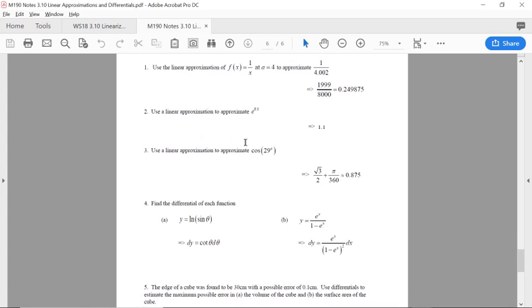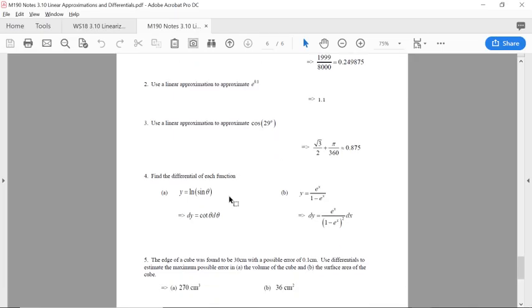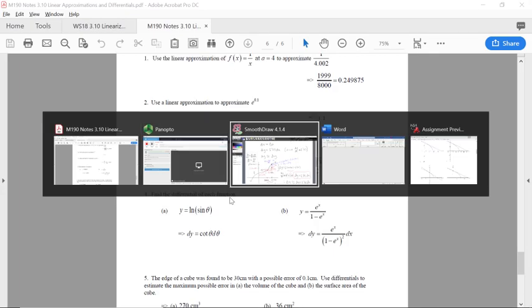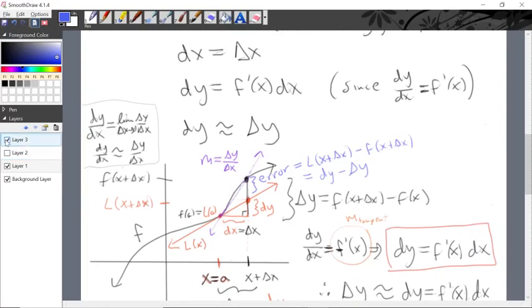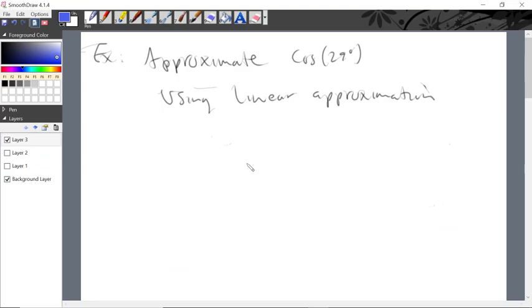Okay, let's take a look at one more exercise here off of the worksheet. Let's take everything else we've covered here. One more exercise. I'm going to do this one right here. Use linear approximation to approximate the cosine of 29 degrees. Okay, approximate the cosine of 29 degrees using linear approximation.